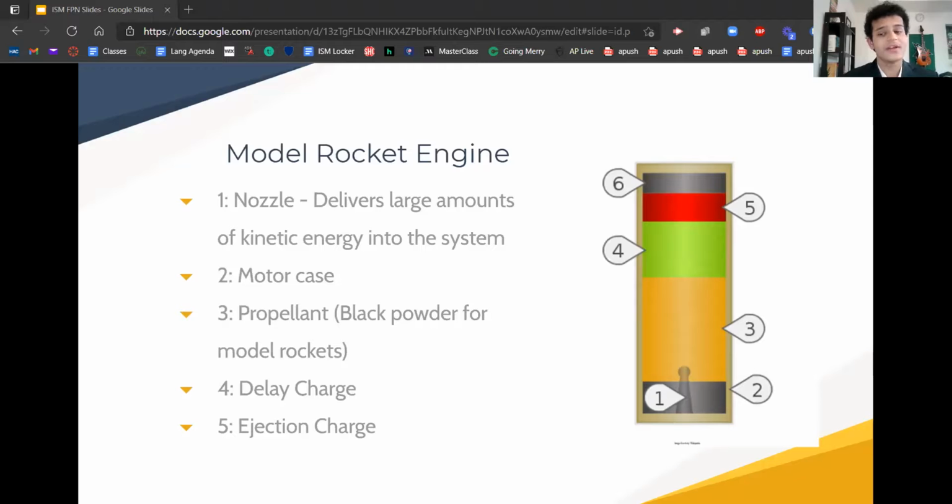We want the rocket to run out of propellant and then we want some downtime of a few seconds for the rocket to hit its apogee, or its highest point, and then possibly a little bit on its way down even. We want the ejection charge, which is number 5, and it's almost a mini explosion within the rocket, and that is what causes the parachute to deploy. And then we get to number 6, which is the top cap enclosing all of the contents of the engine.